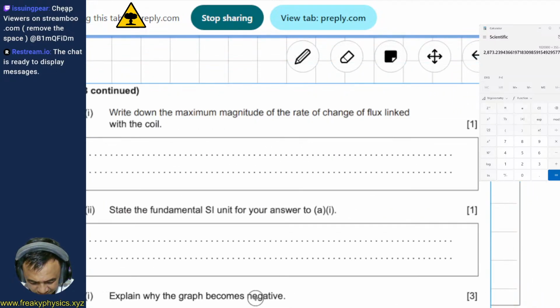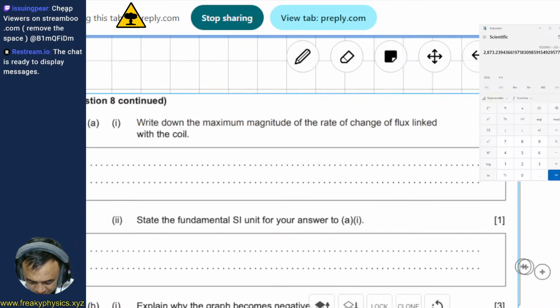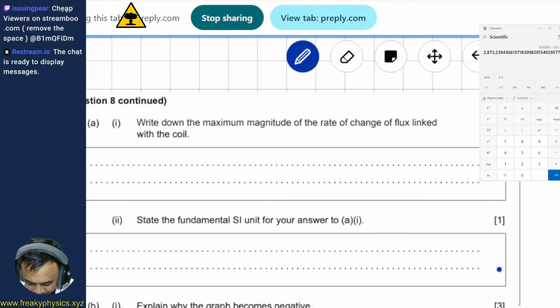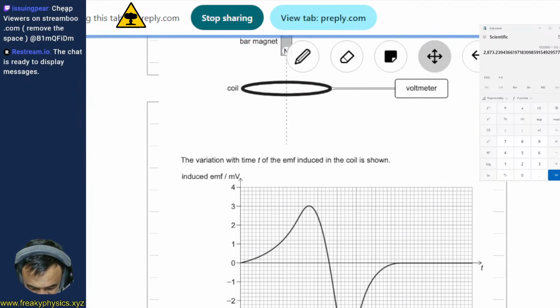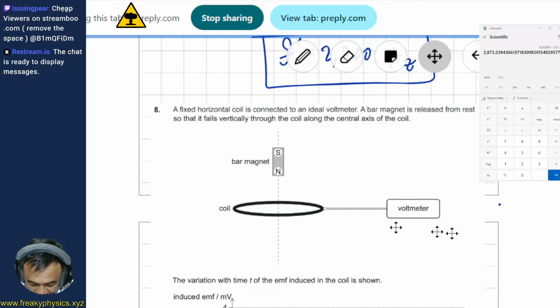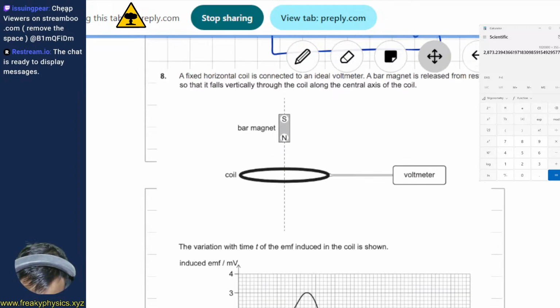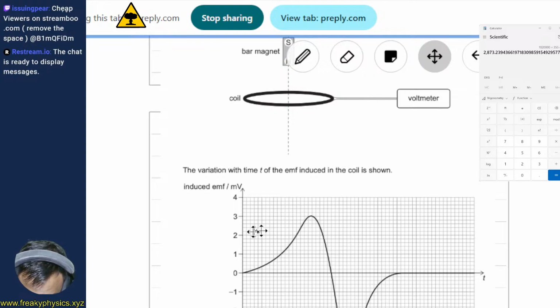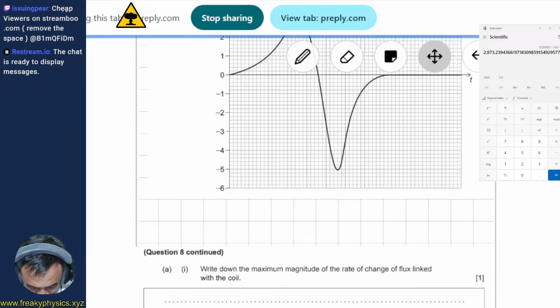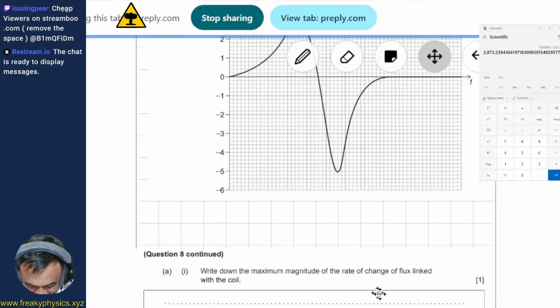Okay, so let's take a look at the situation now. Let's read it first. So you have a magnet falling into this coil of wire, and the coil of wire is attached to a voltmeter, right? Is there anything else given? Not really, just that. So the variation with time t of the EMF induced is shown here. Okay. A. Write down the maximum magnitude of the rate of change of flux linked with the coil.